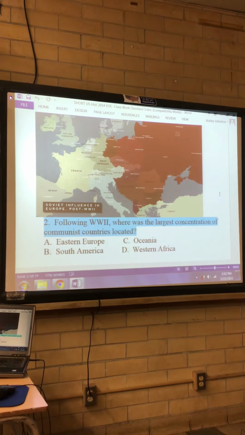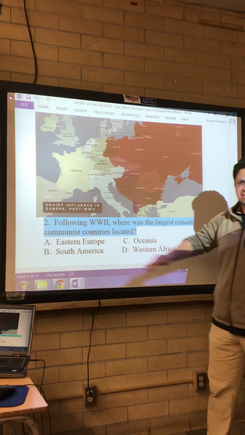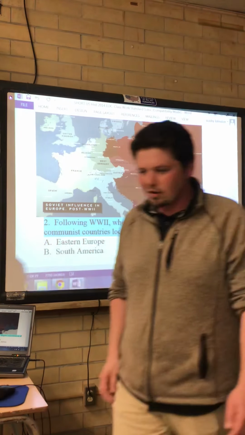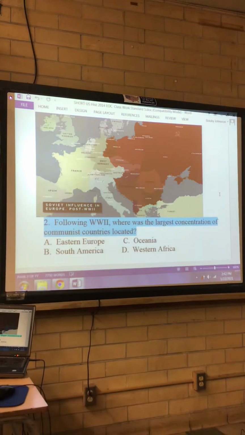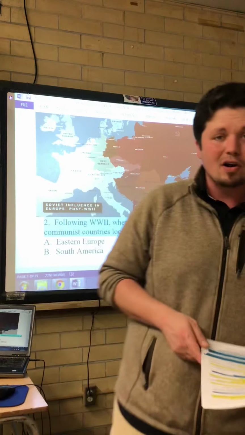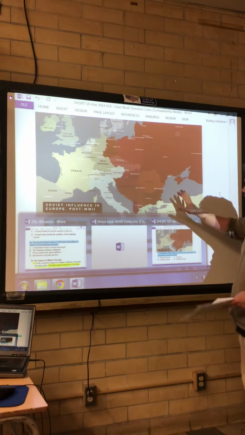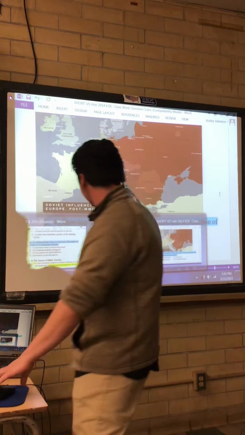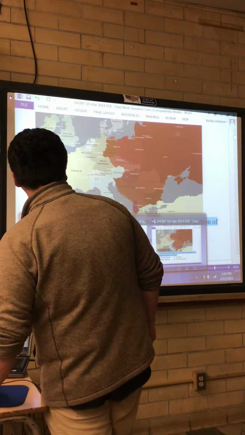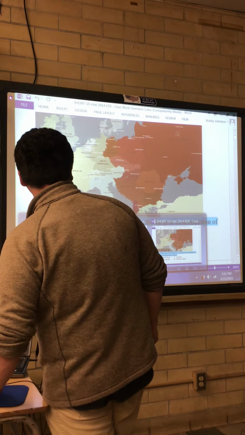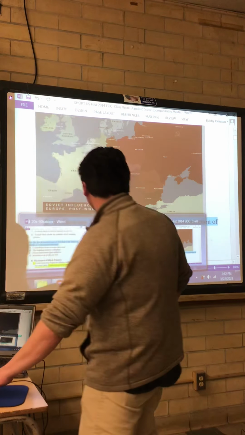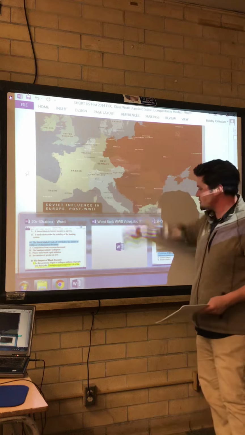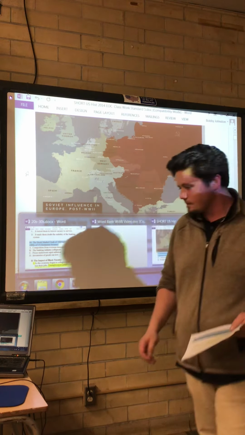Following World War II, where was the largest concentration of communist countries? It's right here in Eastern Europe. You need to underline that, okay? Or write it in if it's been changed, okay? So, what is this whole area called? This group of communist countries right here. Well, anyway, this group of communist countries is called the Iron Curtain.